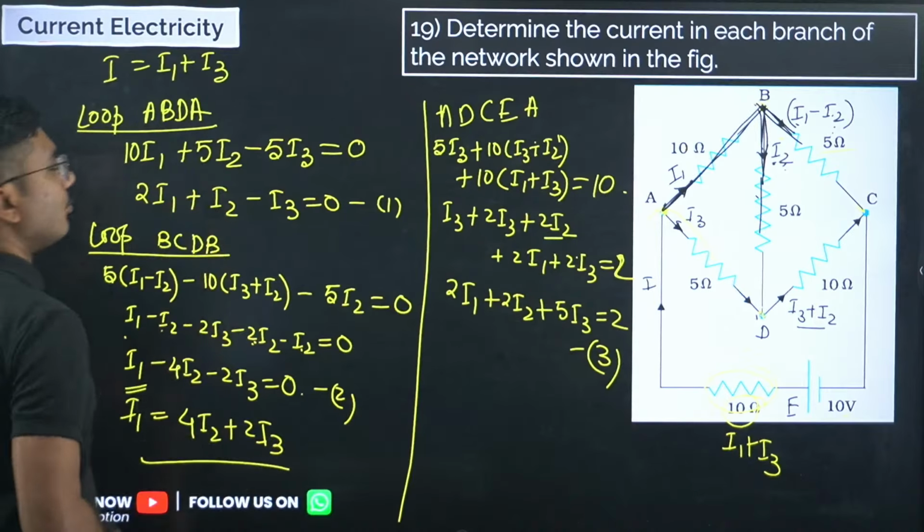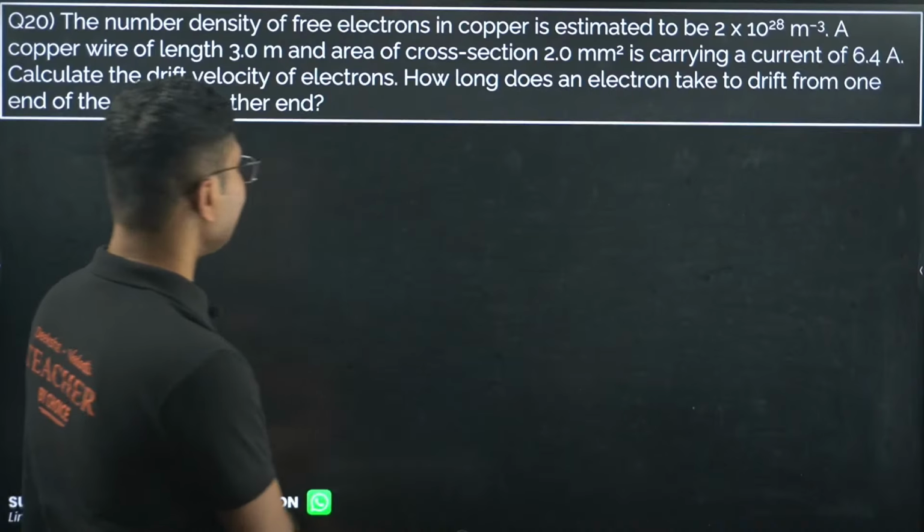Last question. The number density of free electrons in copper is estimated to be 2 into 10 to the power of 28 per meter cube. A copper wire of length 3 meter and area of cross section 2 millimeter square is carrying a current of 6.4 ampere. Calculate the drift velocity of electrons. How long does an electron take to drift from one end to the other end?